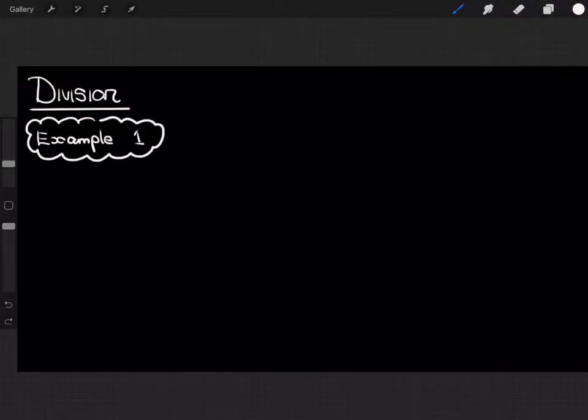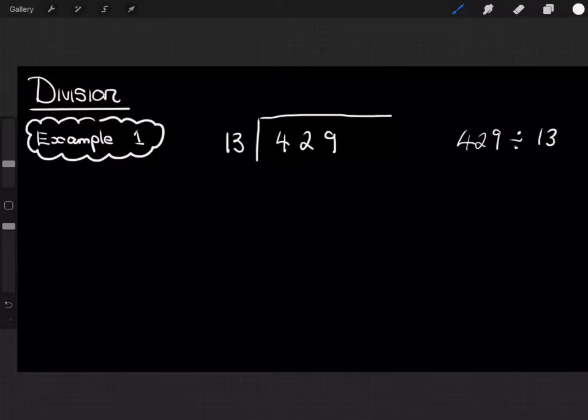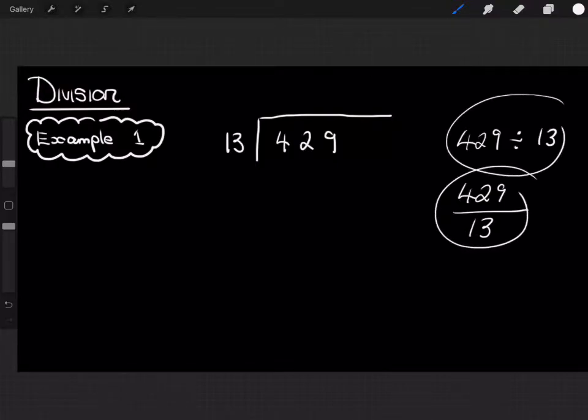Okay, so first example, let's say we want to divide 13 into 429. In other words, how many times does 13 go into 429? Another way of writing this would be 429 divided by 13. Or another way yet again to write it would be 429 ÷ 13. So each of these are three different ways to write the same question.